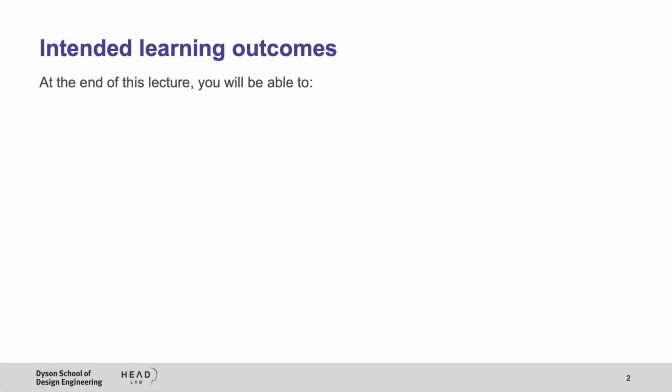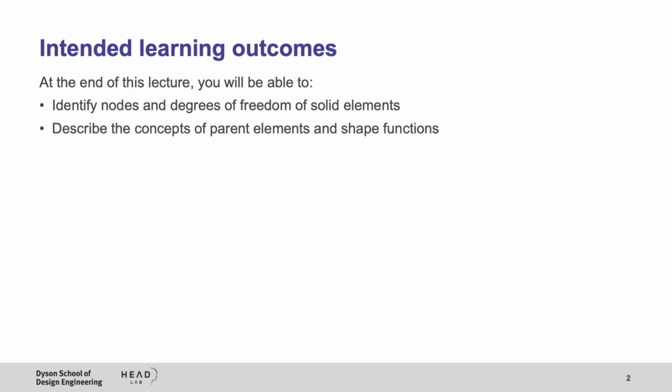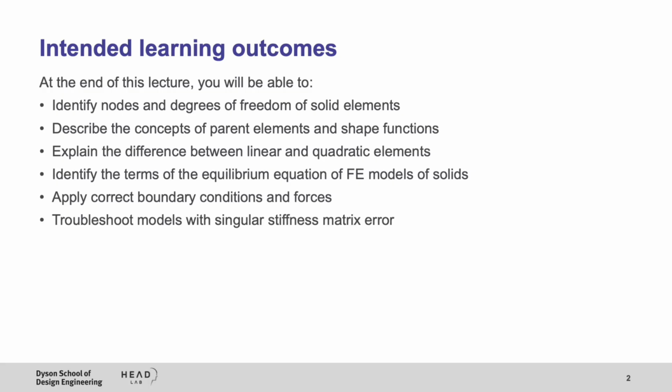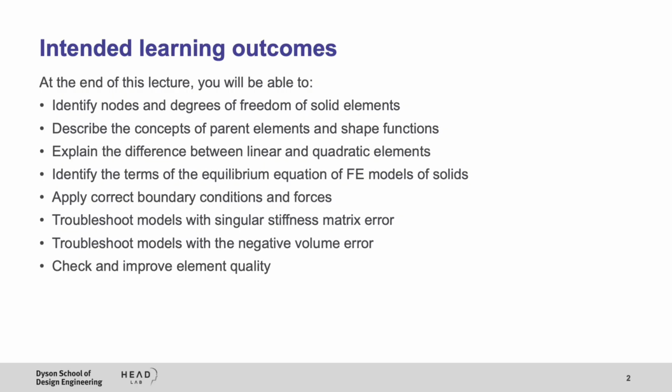At the end of this lecture, you will be able to identify nodes and degrees of freedom of solid elements, describe the concepts of parent elements and shape functions, explain the difference between linear and quadratic elements, identify the terms of the equilibrium equation of finite element models of solids, apply correct boundary conditions and forces, troubleshoot models with singular stiffness matrix error, troubleshoot models with the negative volume error, check and improve element quality, and identify symmetry in your models and use it to simplify the model.